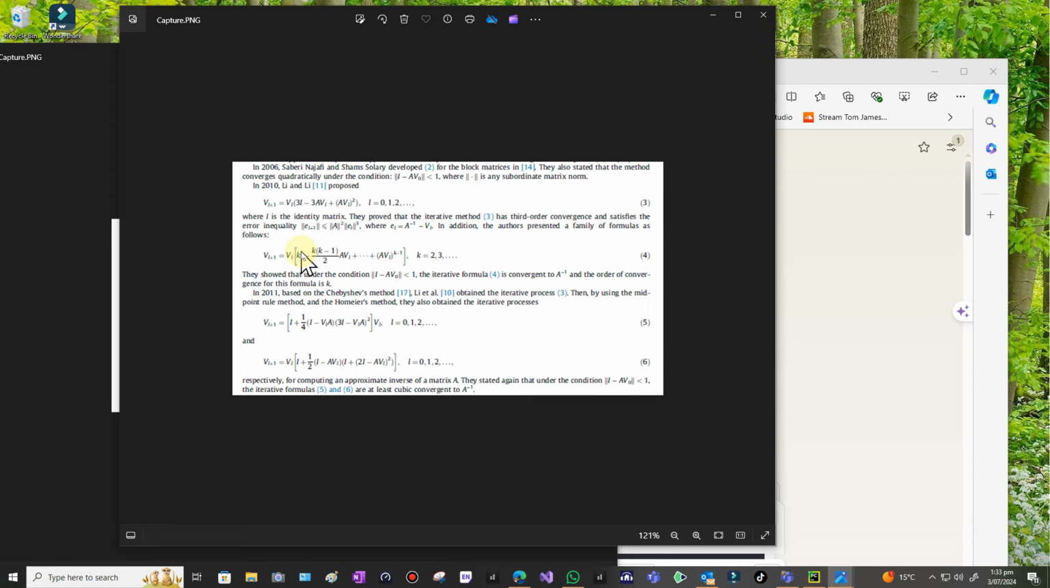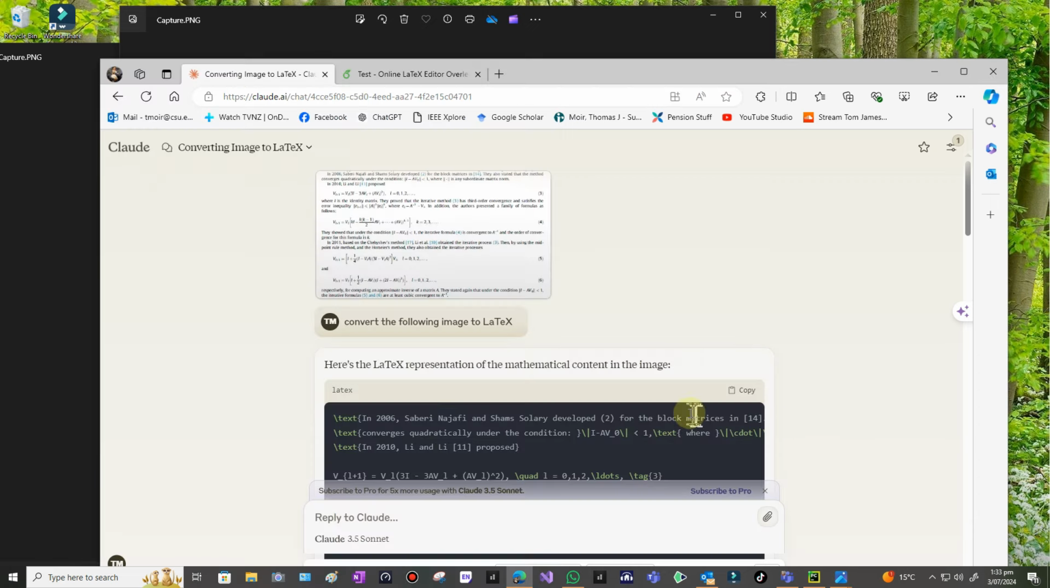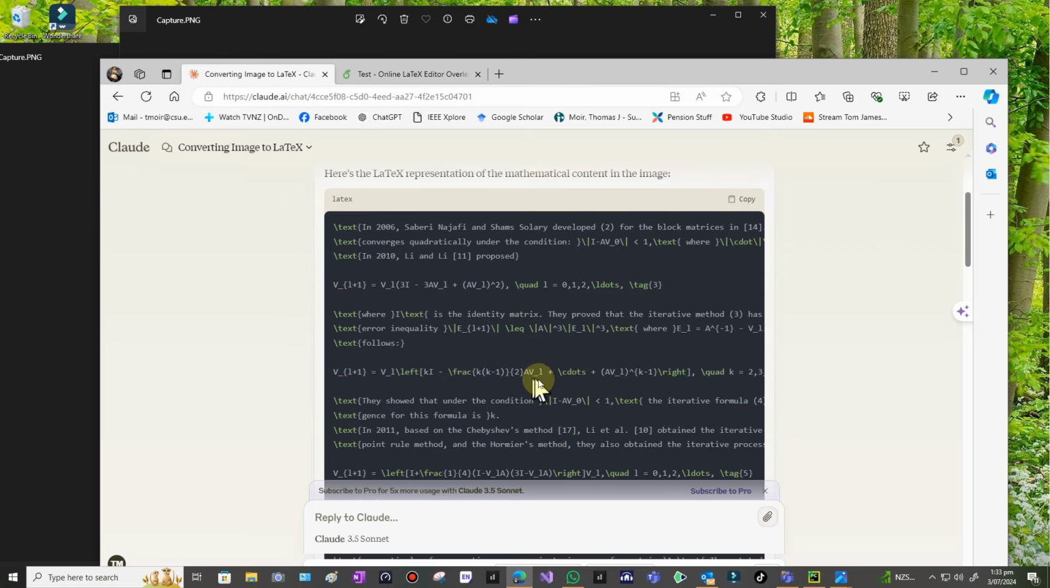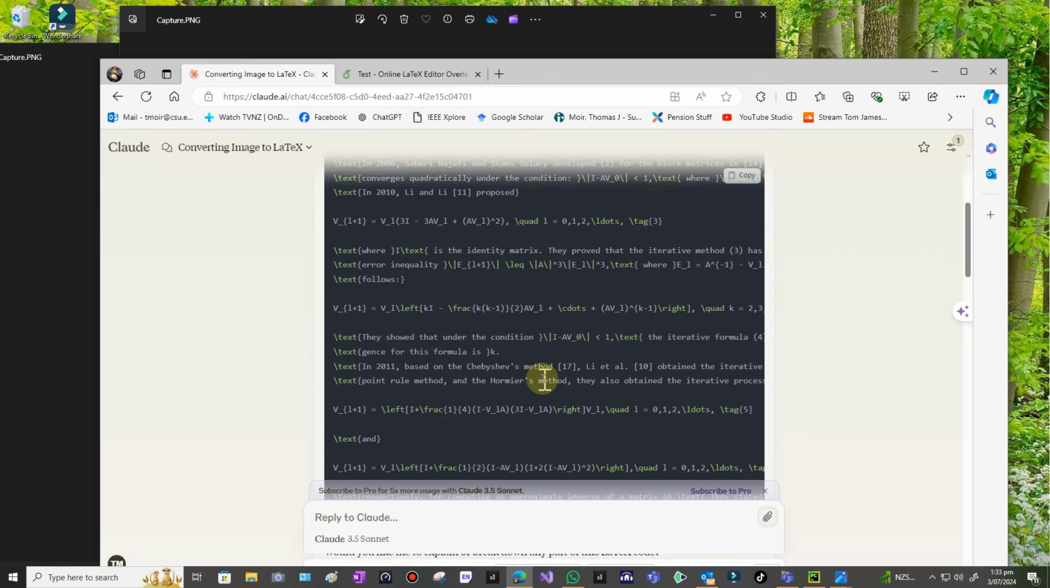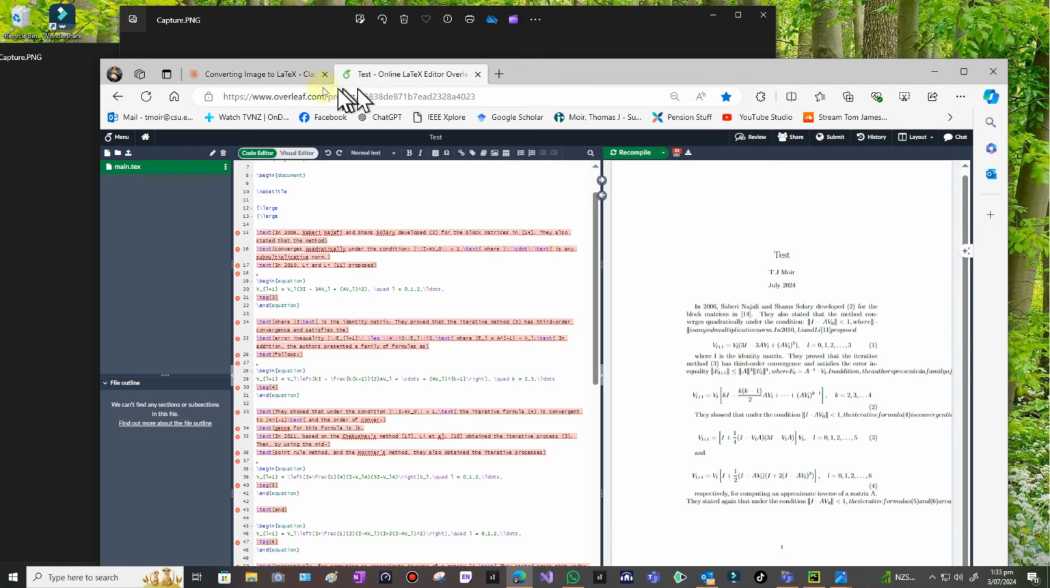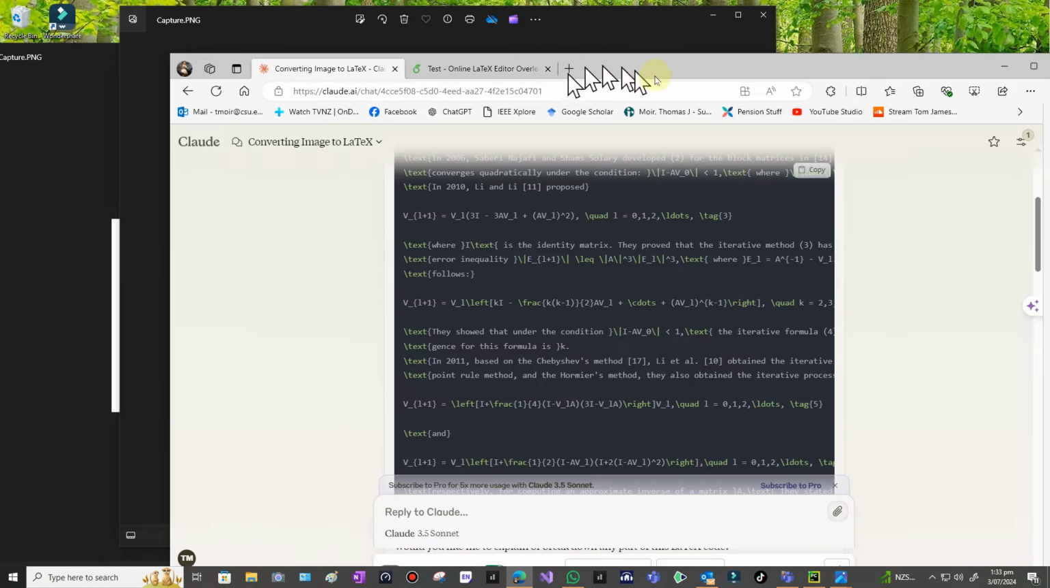I thought, let's see if it can convert this into LaTeX. So all I did was I went into Claude 3.5 and I said something like, convert the following image to LaTeX, and then you can upload it. And then it gave me a LaTeX file, which was quite amazing. And what I did then was I put it into a LaTeX online editor so that I could compile it.